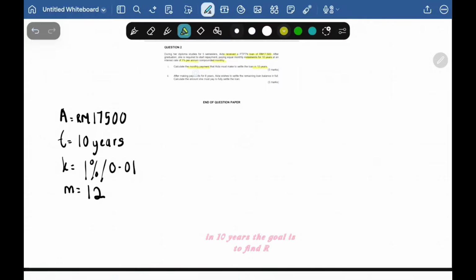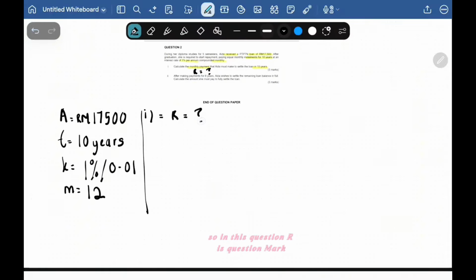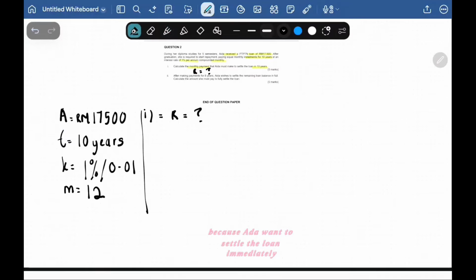The goal is to find R, the periodic, regular or monthly payment that Ada makes monthly for 10 years to settle her loan. So in this question, R is the question mark, so we must find it. Based on the question, we know that 17,500 ringgit is A because Ada wants to settle the loan immediately. The formula that we're going to use is the formula with A, not S.